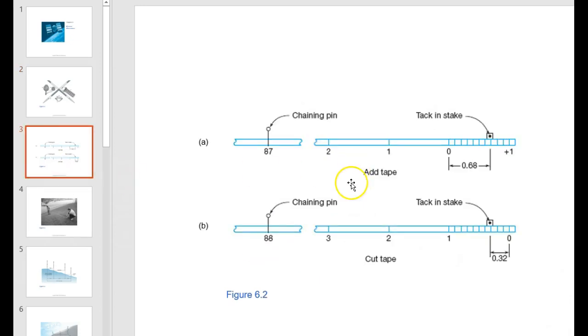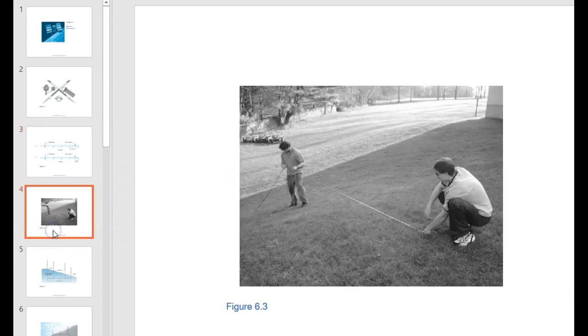This slide just refreshes your memory on how you use a cut tape or an add tape, where the gradations are at one end of the tape, and you either add or subtract the number that you read on the end to the forward chainman's reading in full feet or meters, or tenths of meters, depending on how the tape is graded out. So this is a process referred to as breaking tape.